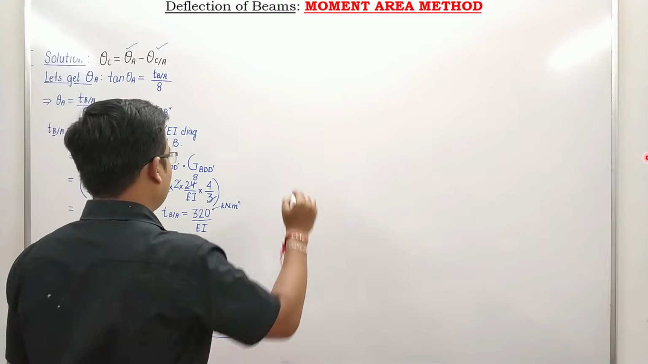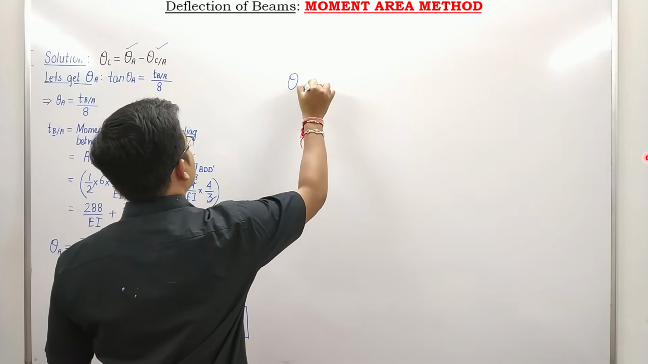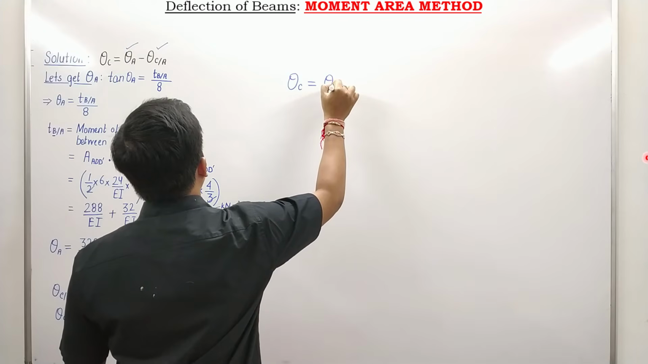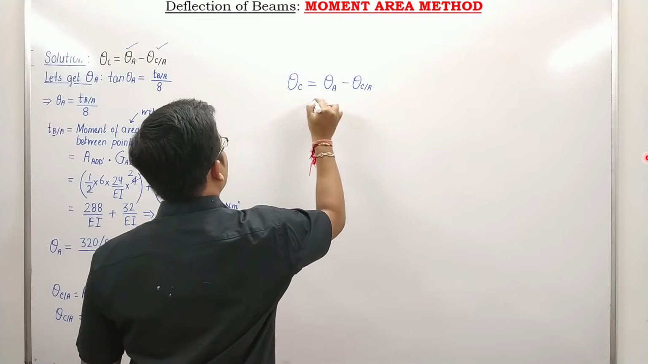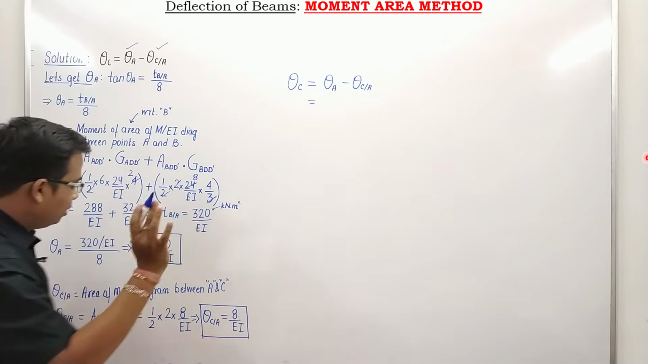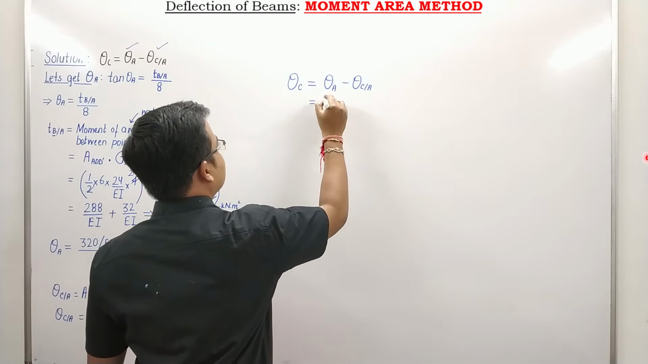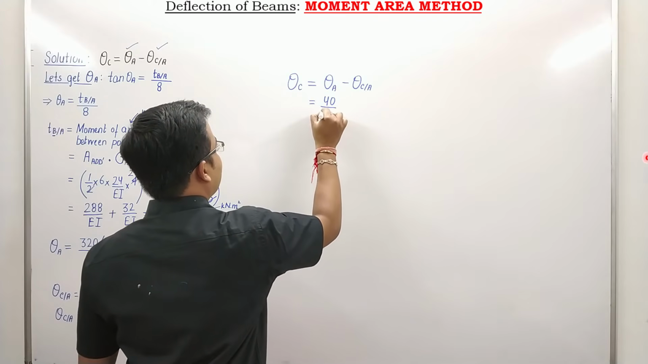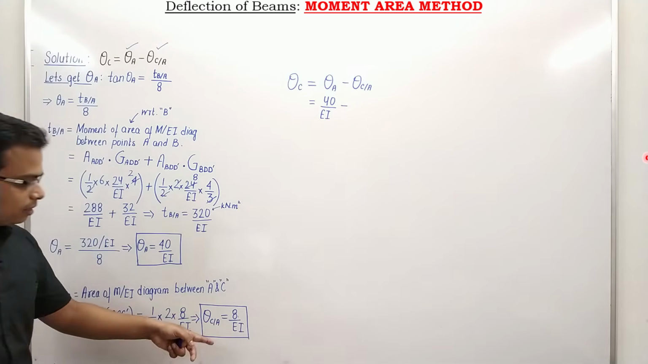Here it is. What do we want? We want theta C. What is it equal to? Theta C is equal to theta A minus theta C to A. How much is theta A? Well, I calculated it somewhere. That is 40 over EI. Minus theta C to A, that is 8 over EI.